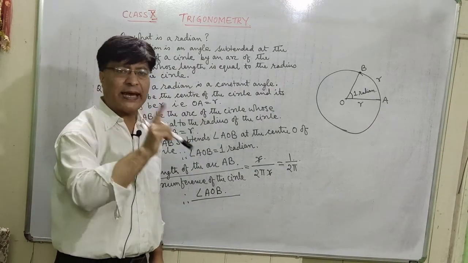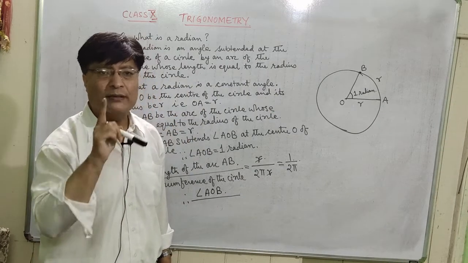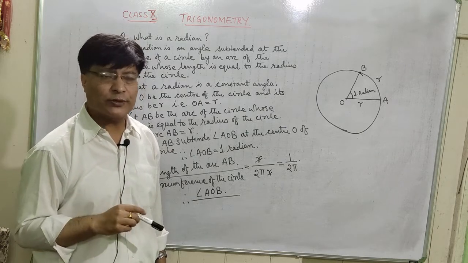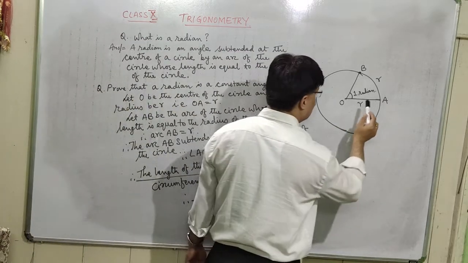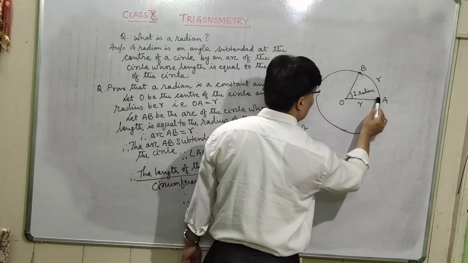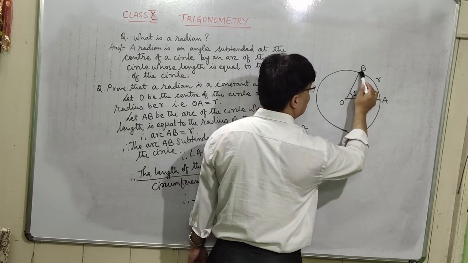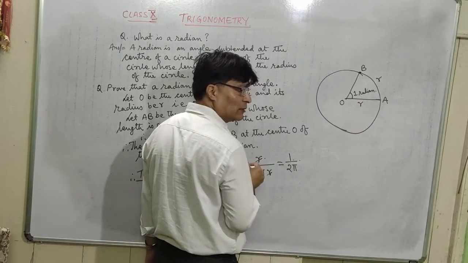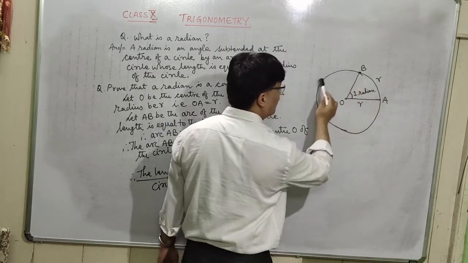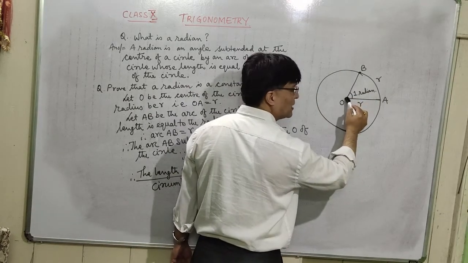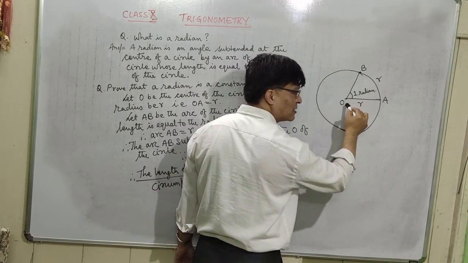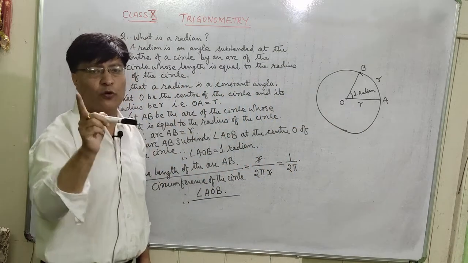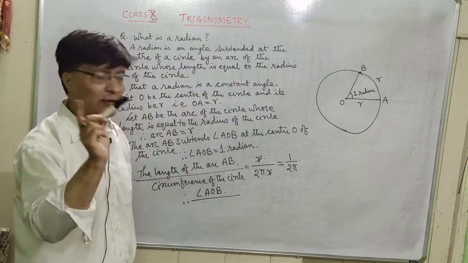360 degree means 90 degree multiplied by 4. That is your 4 right angles. So I think you have understood it. This arc AB subtends angle AOB at the center O of the circle, and this whole circumference of the circle subtends angle 360 degree at the center O of the circle. That is 360 degree means 90 into 4, that is 4 right angles.